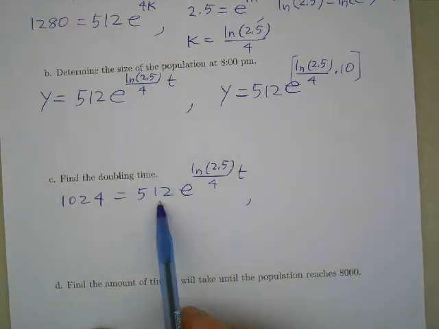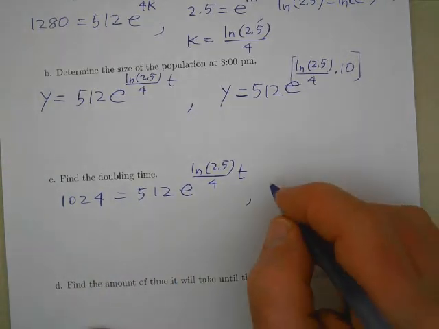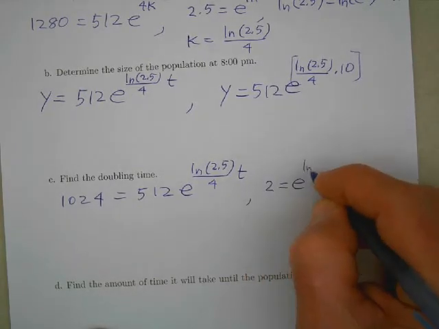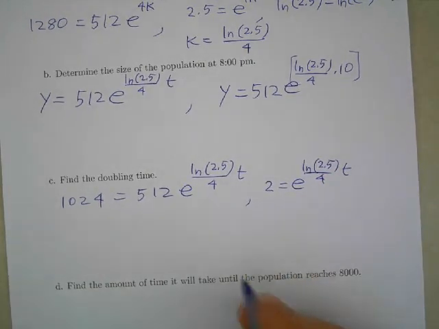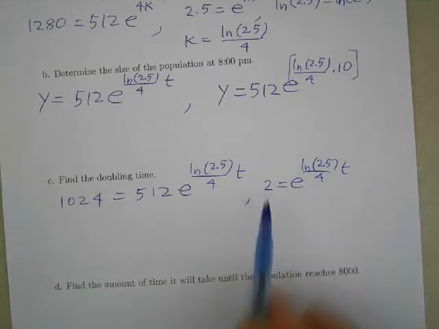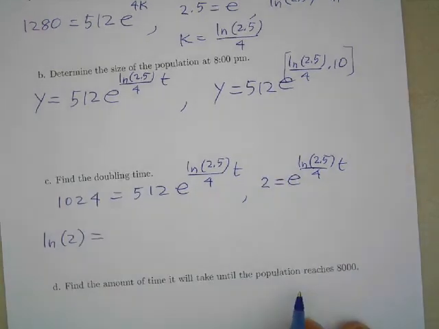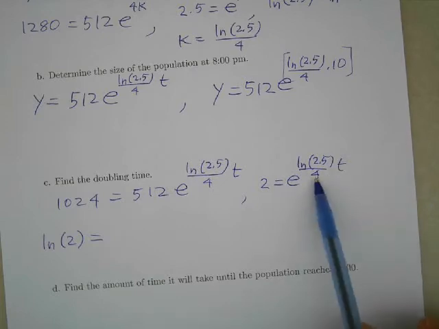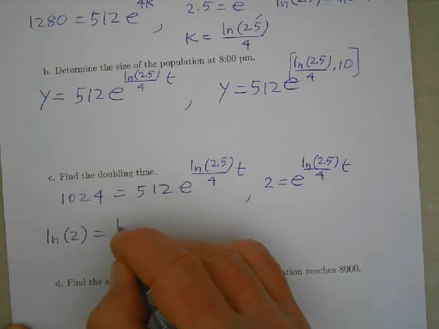So first, divide both sides by 512. 1,024 divided by 512 is 2. So 2 is equal to e to the natural log of 2.5 over 4 times t. We want to solve for t. It's in the exponent, so we'll compute the natural log of both sides, the natural log of 2 on the left-hand side. And we know by now that the natural log of e raised to an exponent is just the exponent.